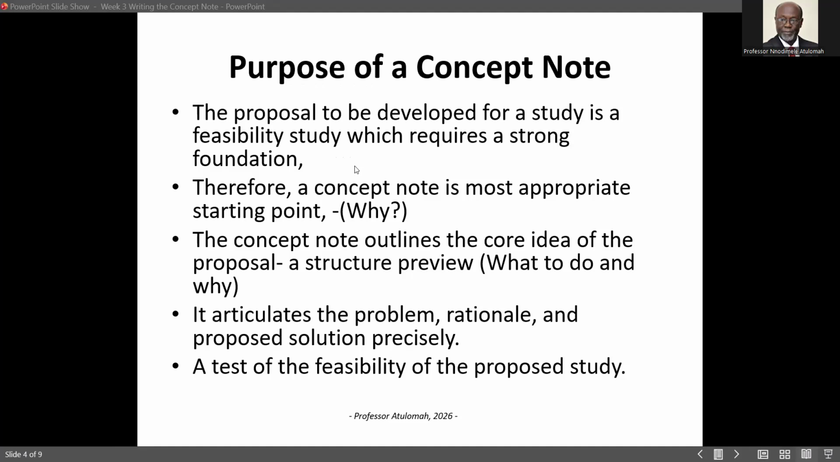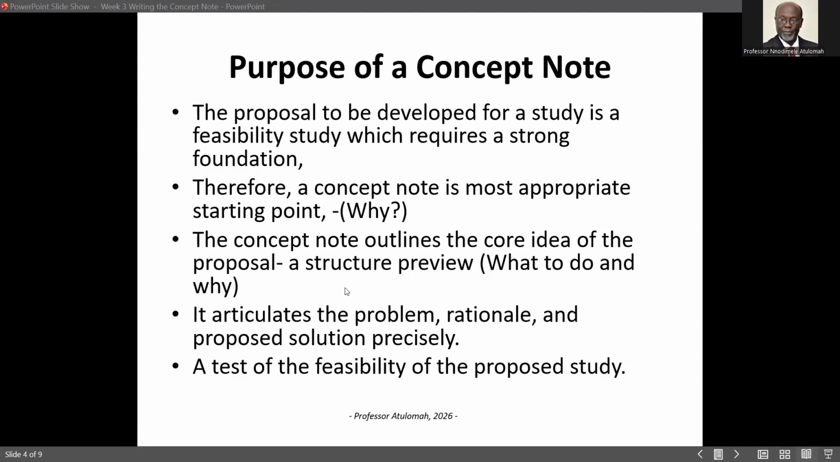And why do we do this? Because it gives us the opportunity to put together all the resources that we need, all the scientific resources, conceive how they connect, the coherence, how you plan to establish a proof of concept. They are all within the concept note, and that's why it's important we start with concept notes. The concept note outlines the core idea of the proposal. So whatever the proposal is going to look like, the concept note is already engaging in putting it together. So a structural review of what to do and why you do it is what the concept note is about.